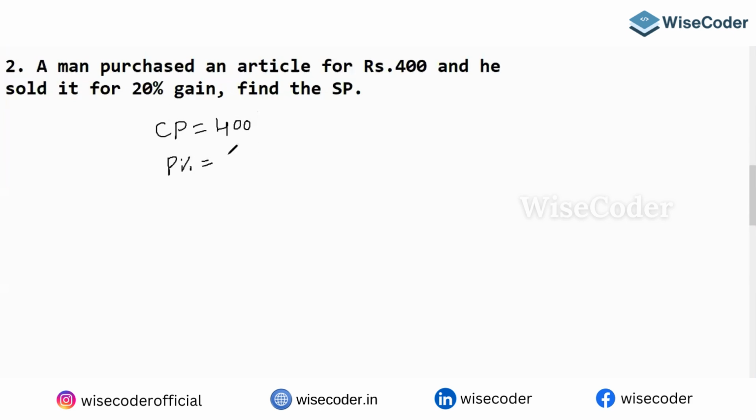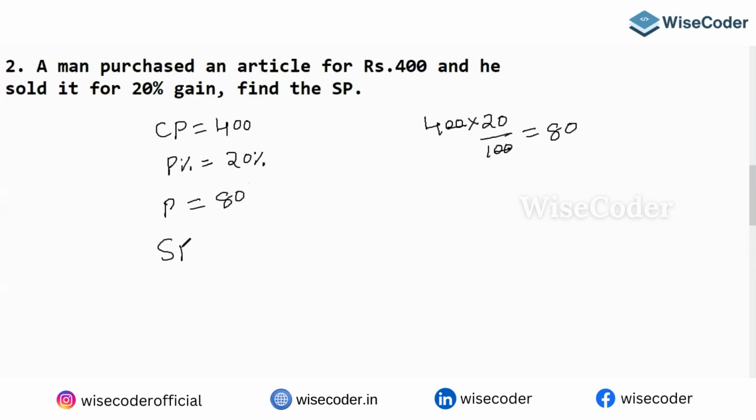What is the profit percentage? 20%. So you have to calculate 20% on which value? 400. Very, very easy. On 400, what is 20%? Everybody knows how to calculate. 20 by 100. Two zeros will get cancelled. 4 twos are 80. So the profit here is 80.